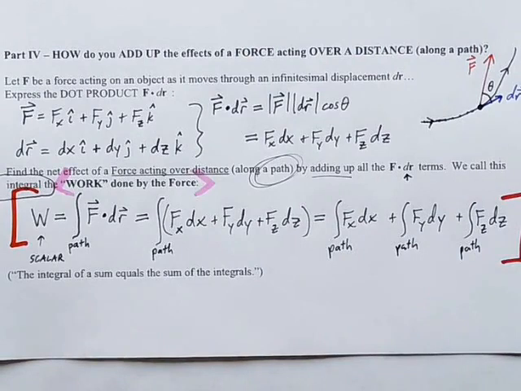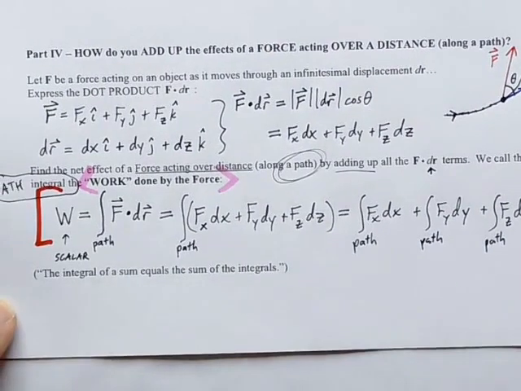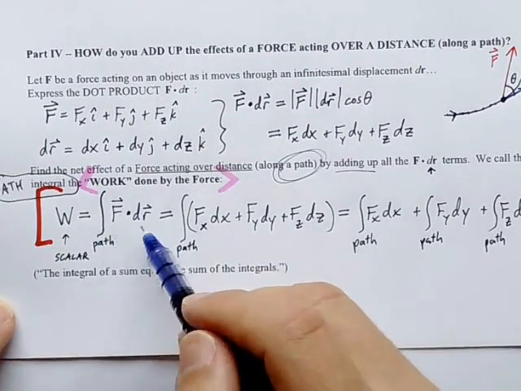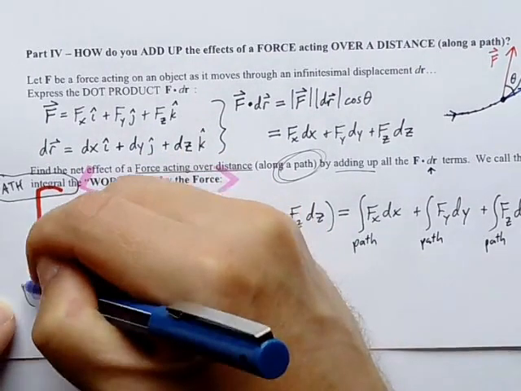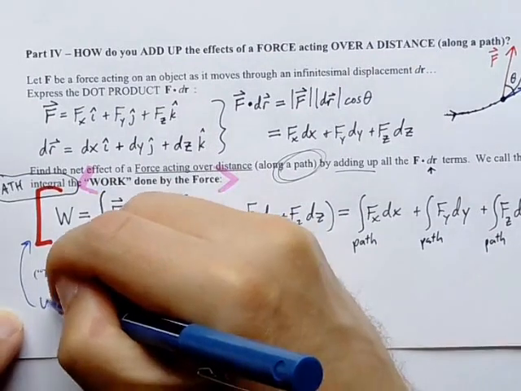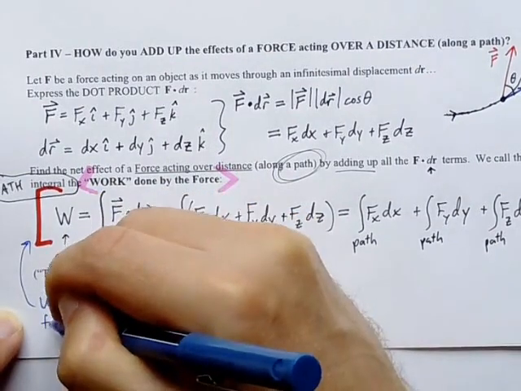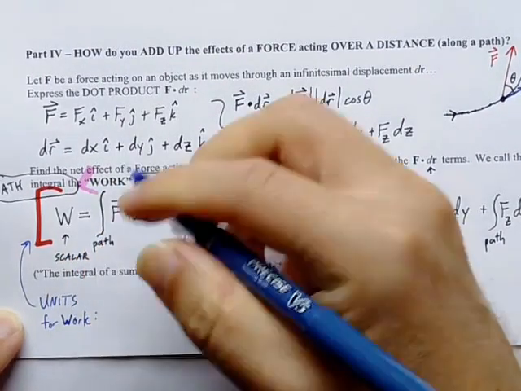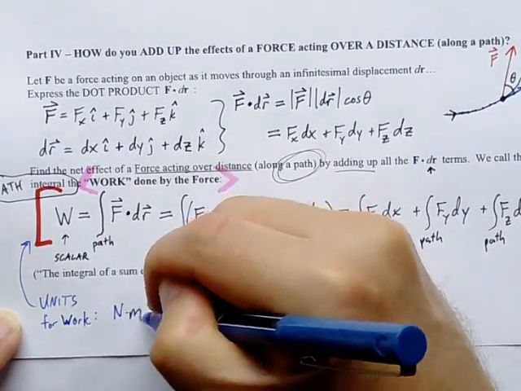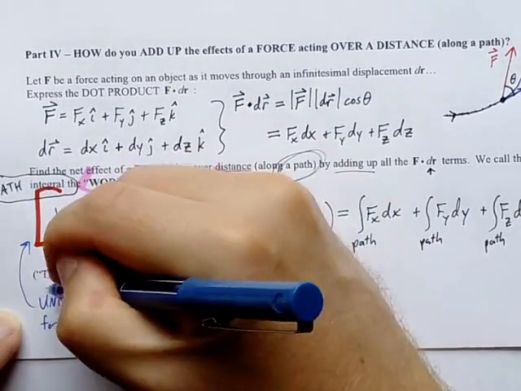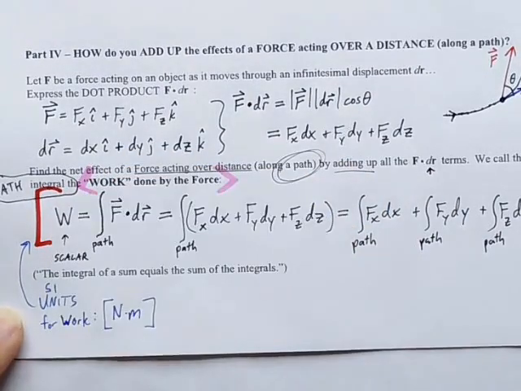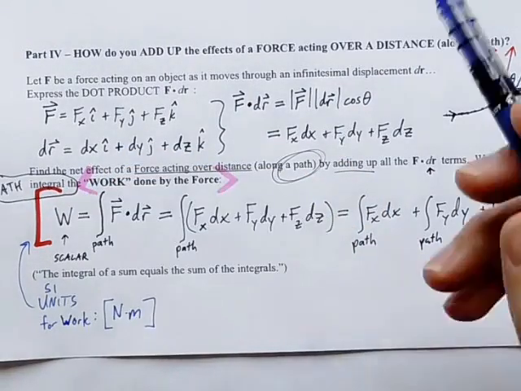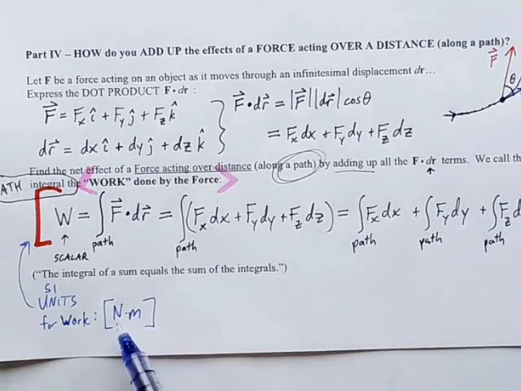object along that path. Incidentally, we can note here the units for work. Since we've got force times distance, then our units here must be newtons times meters. Force in newtons times distance in meters. So the SI unit for work, Newton meters, and that's how we say it. Newton meters meaning a Newton times a meter.